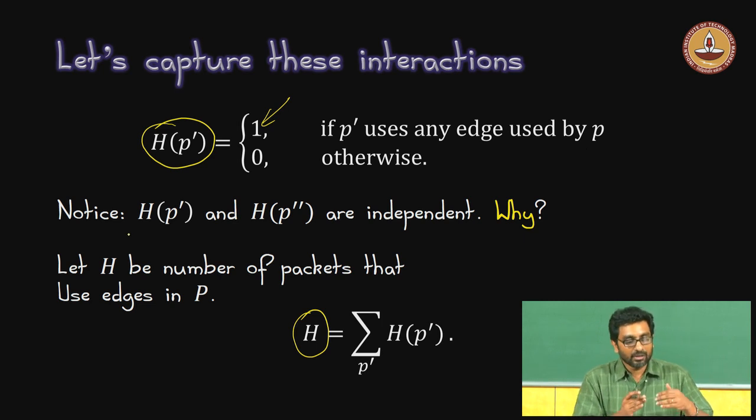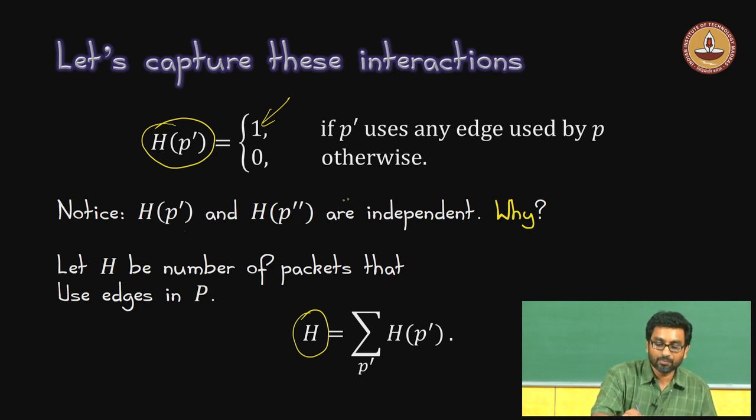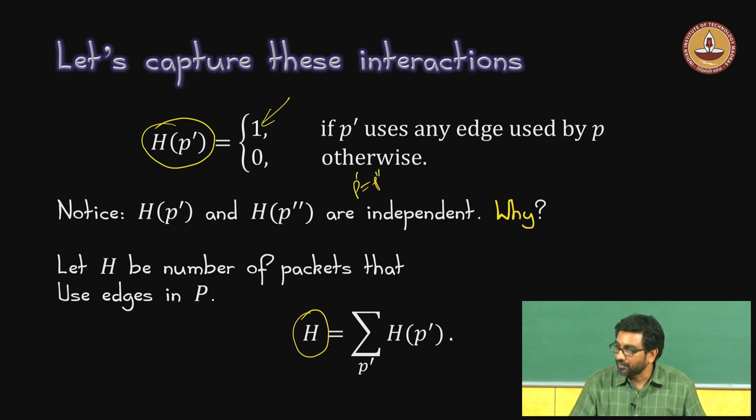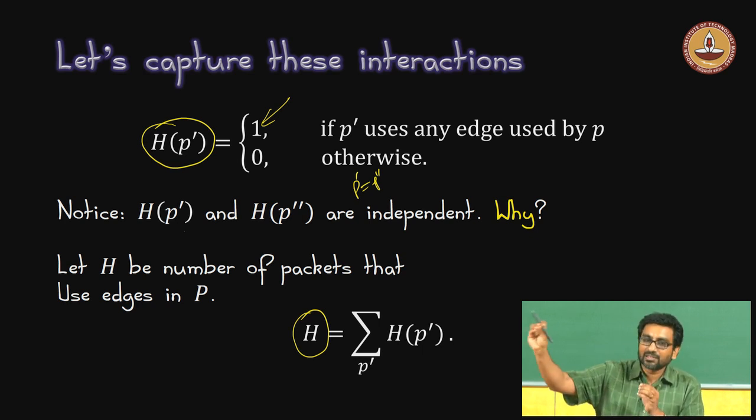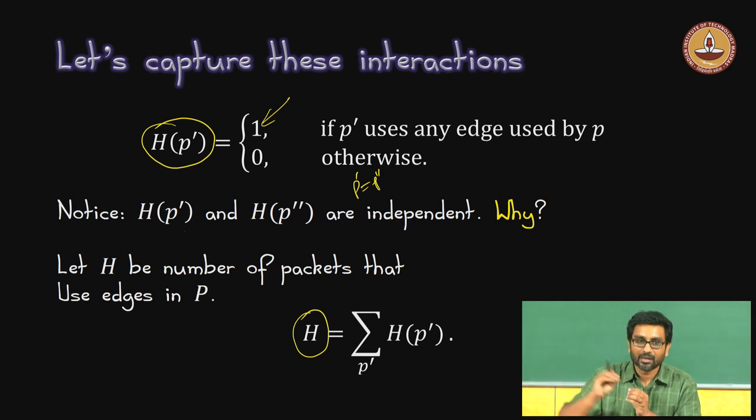And if you think about it, H of P prime and H of P double prime, when P prime is not equal to P double prime, are independent. Why are these two quantities independent? P prime is just another packet, P double prime is another packet. So, if you have two packets, H of one packet and H of the other packet are independent. Basically, either of them interact with path P or not. The permutation, what permutation did we choose in phase 1, or was it even a permutation, whatever it is, the destinations are random. So, for each packet, the destination was chosen independently at random, right.